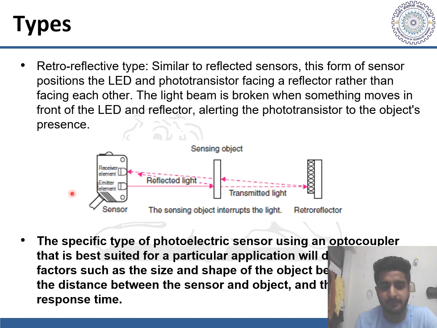Now we have seen that there are many types of photoelectric sensor using optocoupler. However, the one that is best suited for our application will actually depend on many factors, such as the size and shape of the object being detected, the distance between the sensor and object, as well as the required response time. So these are the factors that we need to consider before we make a decision as to which type of sensor we need to employ for our experiment.